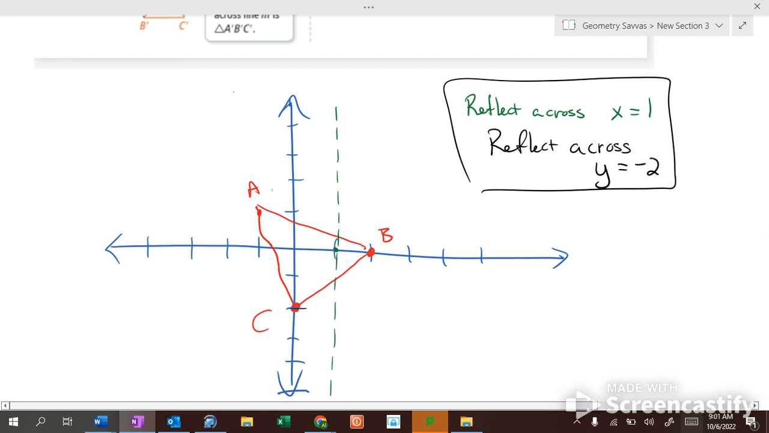If we reflect across it, B was 1 to the right, so it goes 1 to the left. C was 1 to the left, so it goes 1 to the right. A was 2 to the left, so it goes 2 to the right. So that's where A prime, B prime, C prime is if we reflect across the line x equals 1.